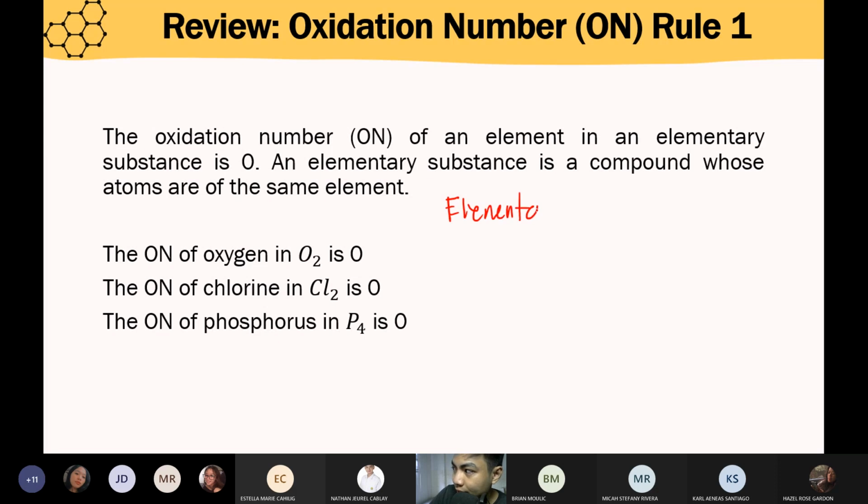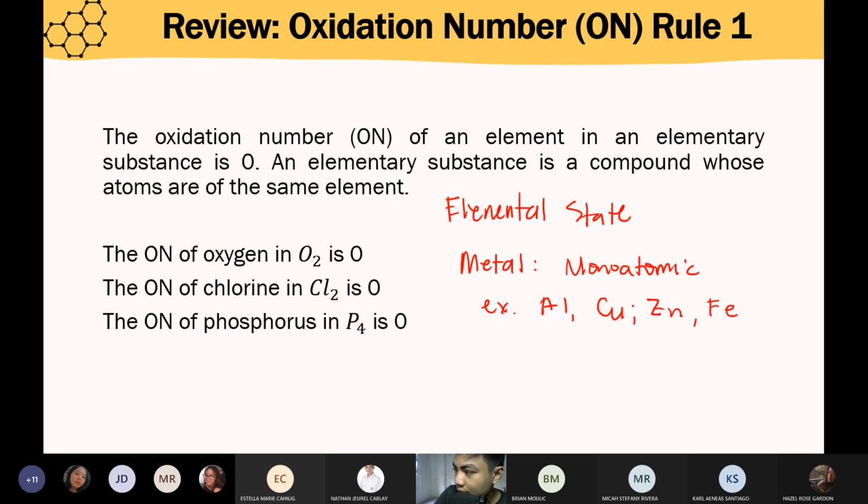Ito, take note nyo to ha. Kakabisaduhin lang to. Okay, so for metal, the elemental state is just monoatomic. Okay, so for example, aluminum, copper, zinc, iron. Okay, so these are the atomics or the elemental state of metals. For gases, ito yon: oxygen gas, chlorine gas, hydrogen gas, nitrogen gas. So those are the elemental state.